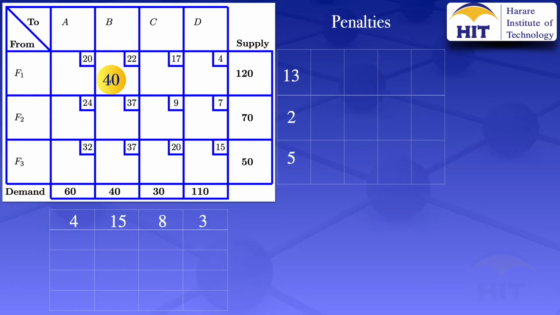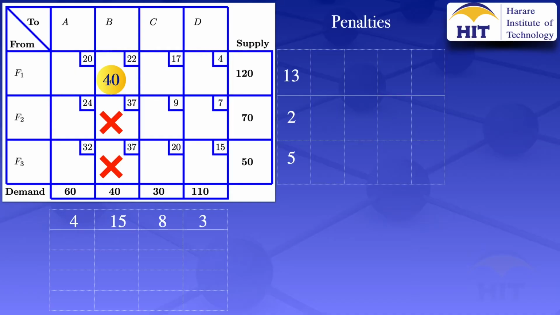But the moment we allocate the 40 units, that means we have already satisfied the demand for destination B, which will mean that we can no longer allocate anything in that column. Because if we allocate, we would exceed the demand that is required for that destination. So to indicate we are no longer allocating in that column, since the demand has been met, we'll cross out here and cross out here.